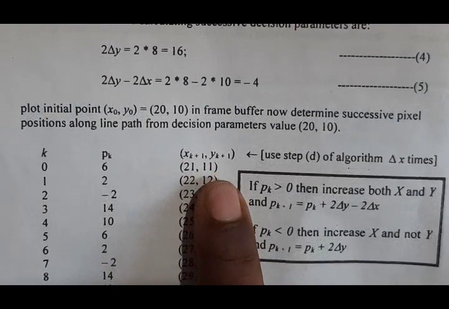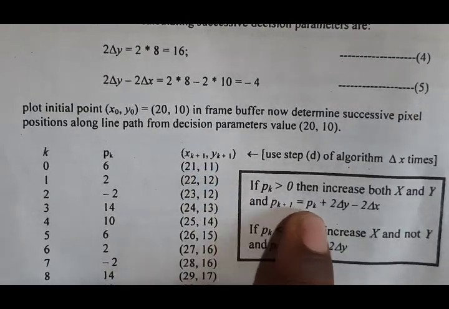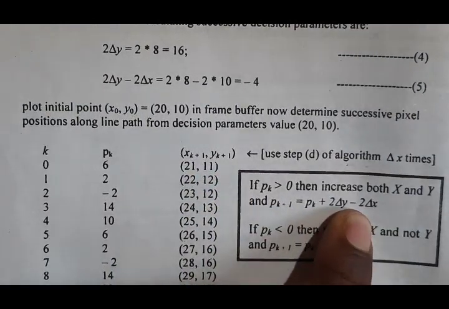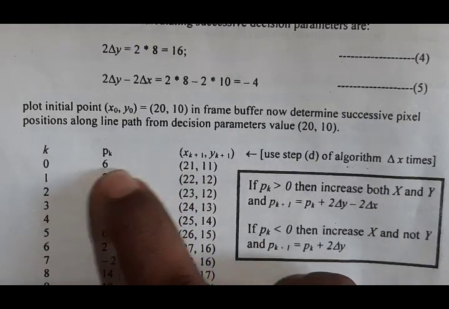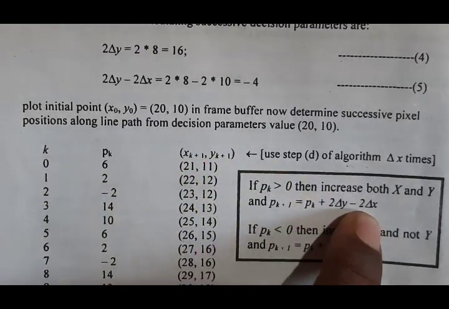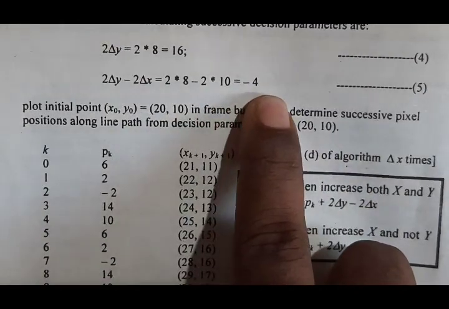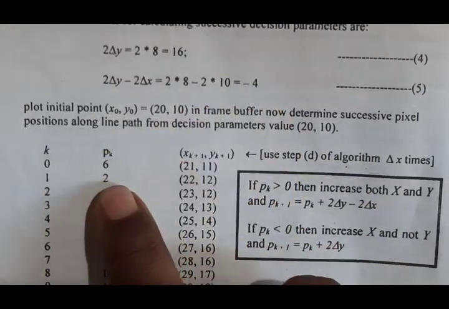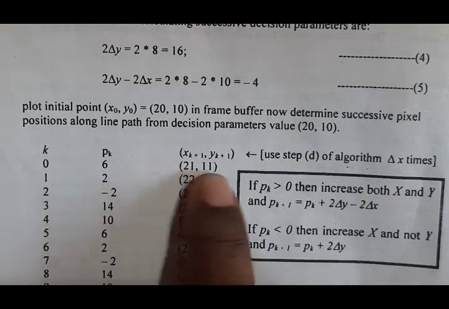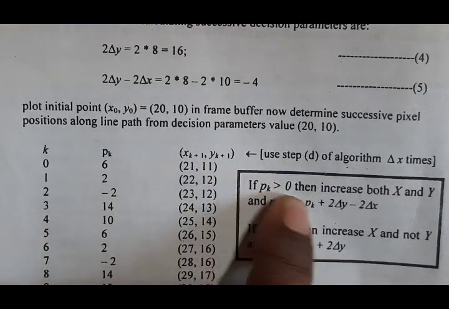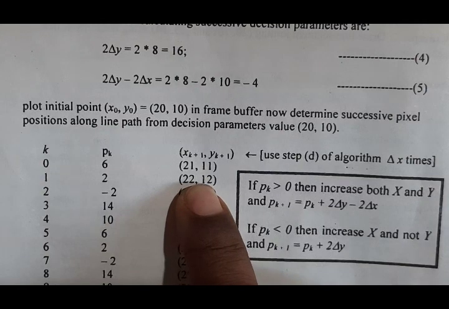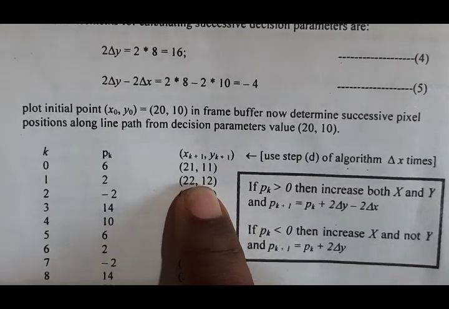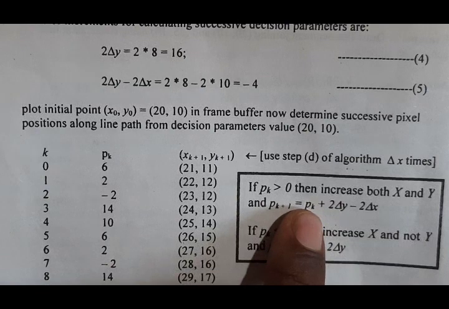Next, pk plus 1 is equal to pk plus 2 delta y minus 2 delta x. What is pk here? pk is 6. 6 plus 2 delta y minus 2 delta x is how much? Minus 4. 6 minus 4 is 2. Then is 2 greater than 0? Yes. Then increase both x and y. 22 comma 12. Clear? Next, find pk plus 1.